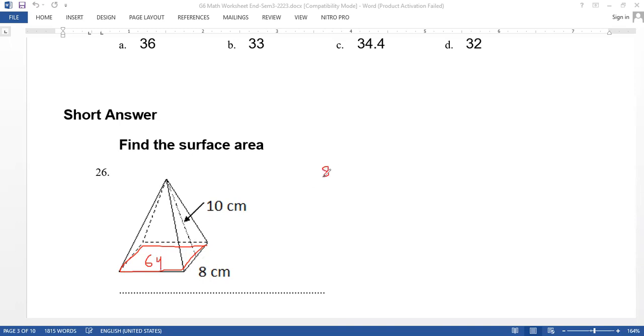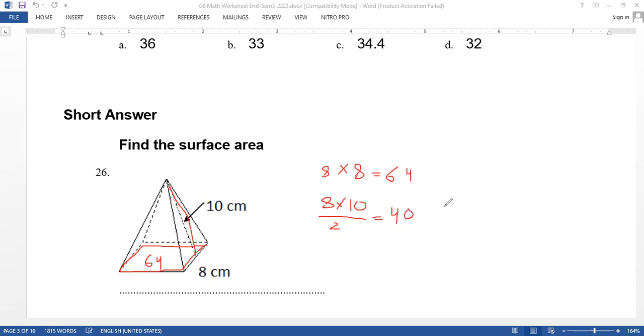You have to write 8 times 8 equals 64. Now let me find the area of one triangle. 8 multiply 10 divide 2. Don't forget, in the triangle you divide by 2. It equals 40. So the area of one triangle is 40.